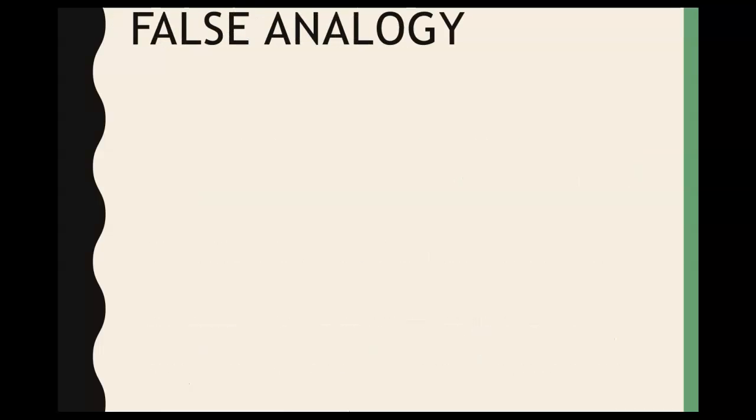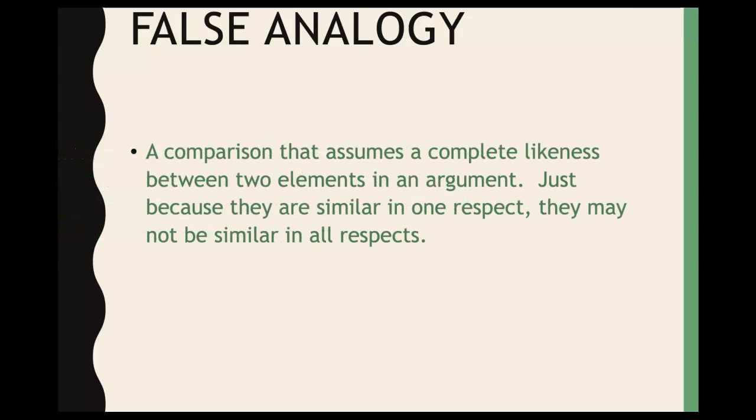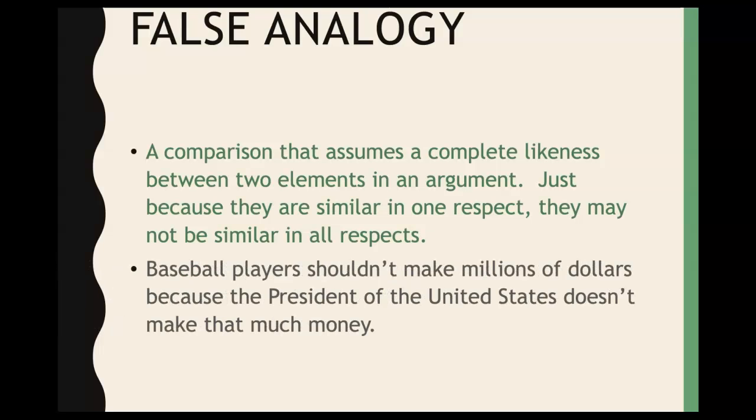And then a false analogy. A false analogy is a comparison that assumes a complete likeness between two elements in an argument. But just because they're similar in one respect, they may not be similar in all respects. So, baseball players shouldn't make millions of dollars because the president of the United States doesn't make that much money. And that sounds really good, because in that sense, what you're saying is the president is more important than a baseball player. However, the analogy doesn't necessarily work because baseball players and the president are paid in two completely different ways.